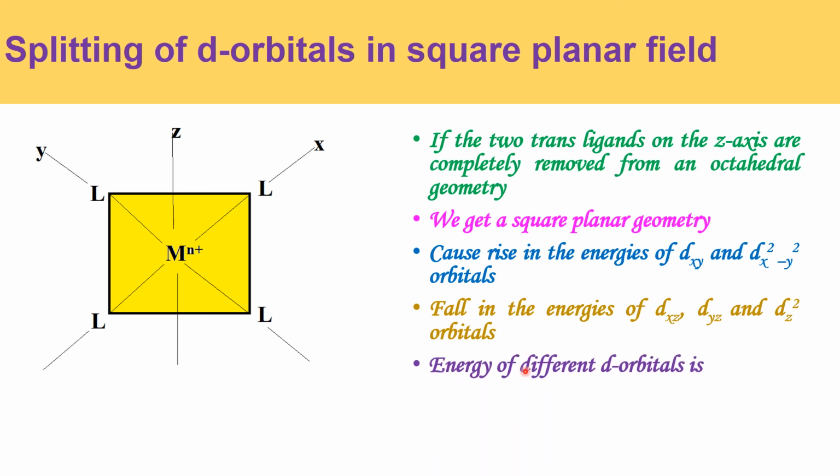So the energy of the different d orbitals in a square planar field is like this: dxz equals dyz, that is they have the same energy, which is lesser than the dz square orbital, which is lesser than the dxy orbital, and that is again less than the dx square y square orbital, because in the xy plane the ligands are there, and between the metal and the ligand electrons there is greater repulsion. So greater the repulsion, greater the energy.